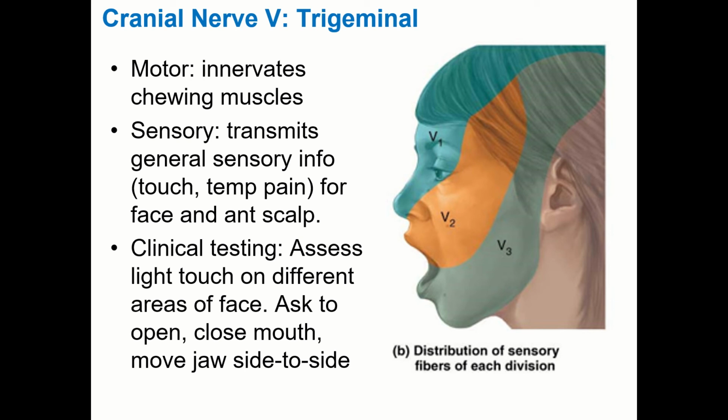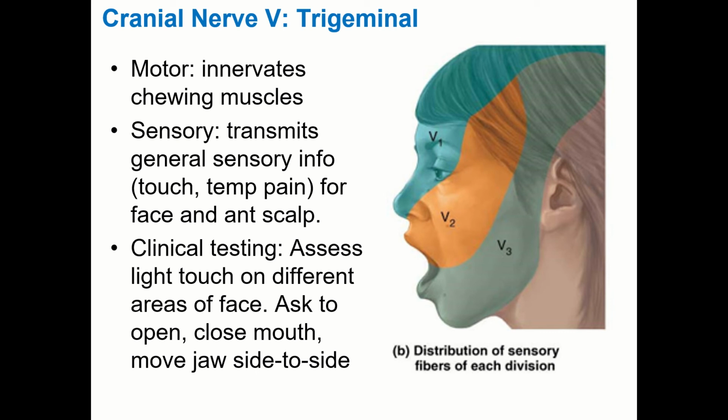It's going to elevate or pull up your mandible to help you compact or crush food in your mouth, and then also retracts your mandible, moves it slightly backwards some. So from a motor standpoint, the trigeminal nerve innervates the temporalis muscle, which is your primary chewing muscle.